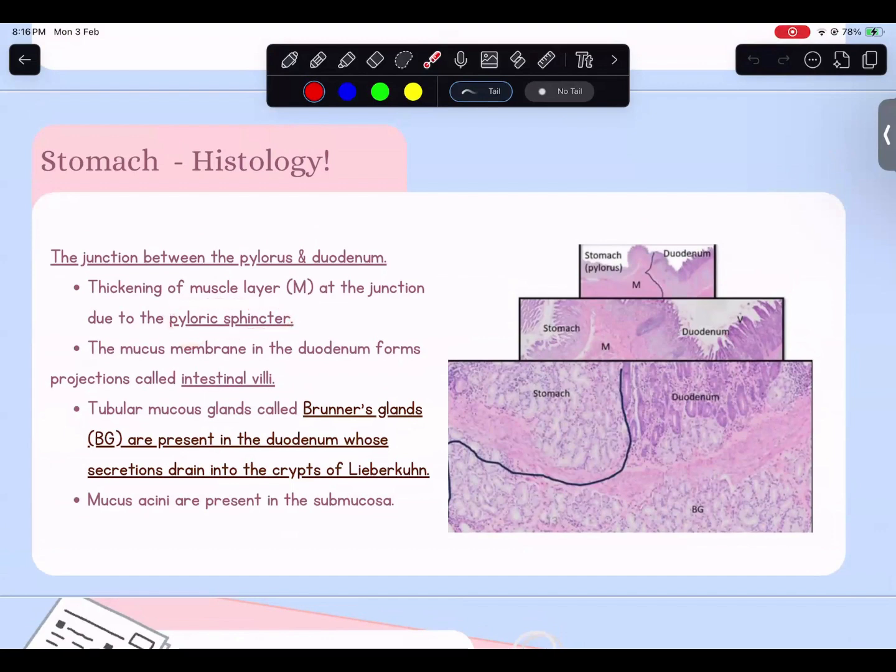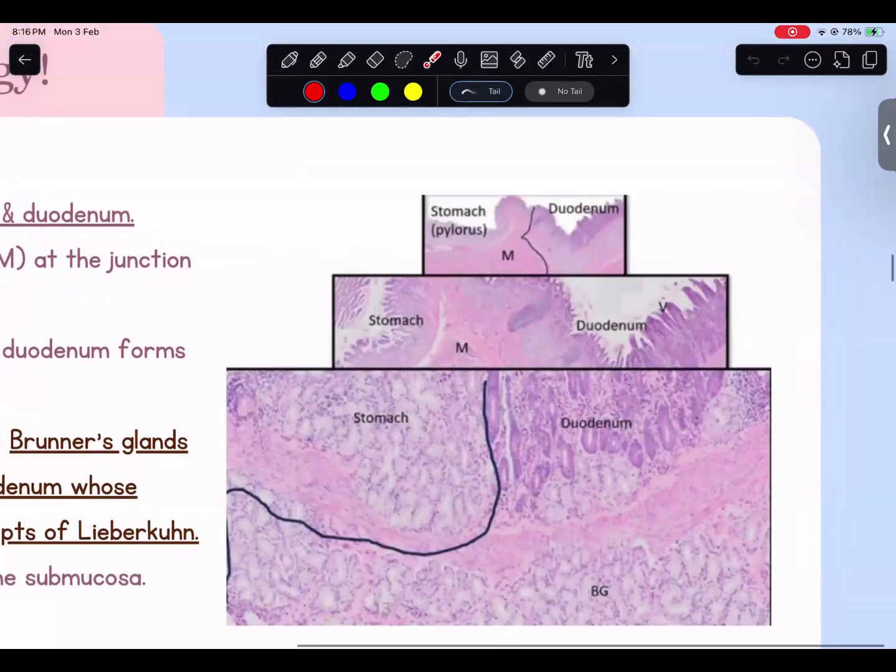And the mucous membrane in the duodenum has intestinal villi. From the esophagus to the stomach, it was the rugae that we were looking at, and from the stomach to the duodenum, what we're looking at is the intestinal villi. It's more clear if you look from far away. These are your intestinal villi. Here these are your rugae, and these are your intestinal villi.